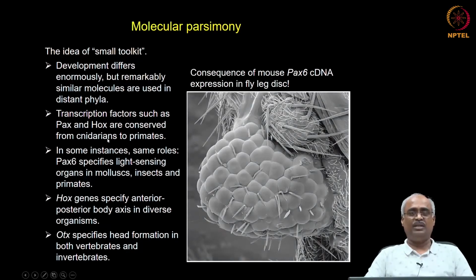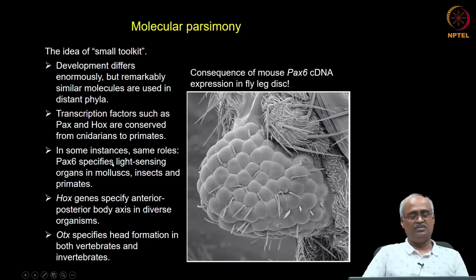Cnidarians are like very ancient organisms like sea anemone and so on. So, these are radially symmetrical organisms that formed even before platyhelminths, roundworms and insects, etc. Just a little bit more sophisticated than sponges, but no more than that. So, starting from cnidarians to primates, that is us, these genes do similar things. Okay, their sequence is conserved and you are going to see that they do very similar functions as well.